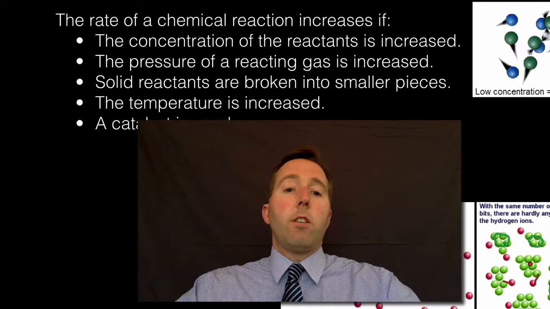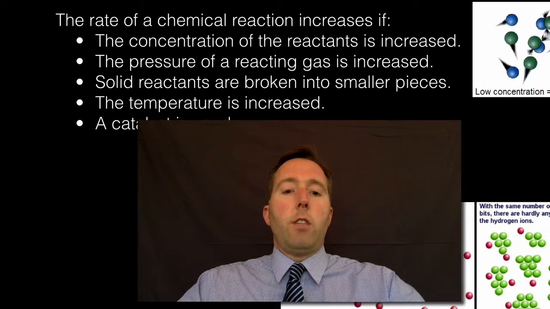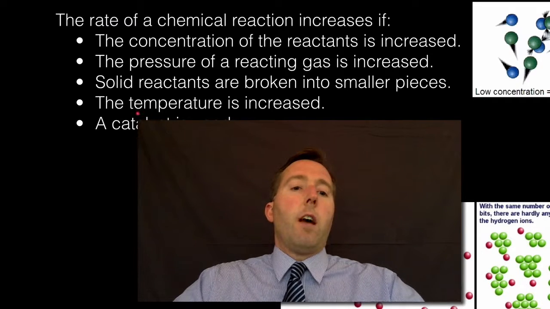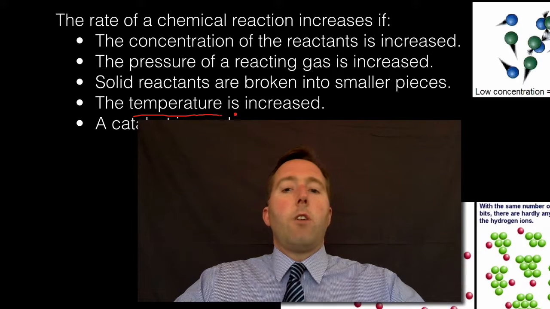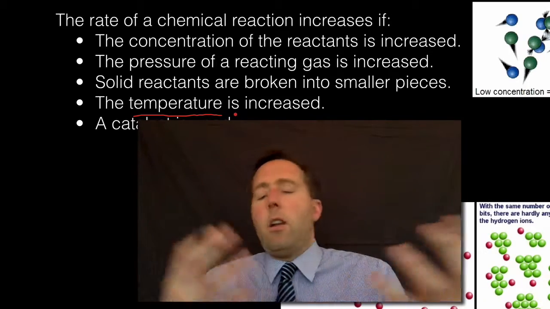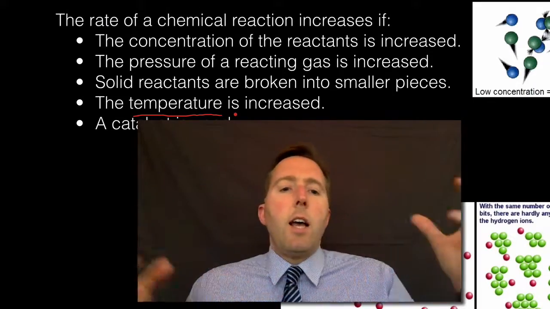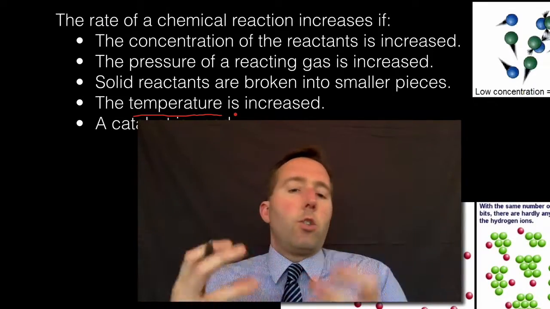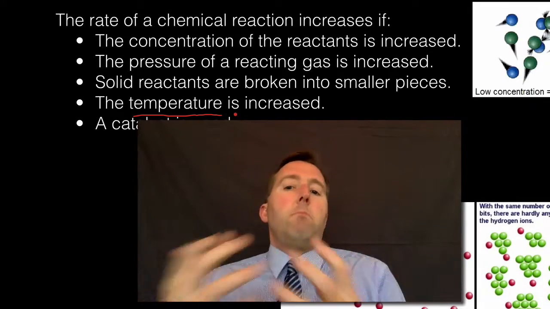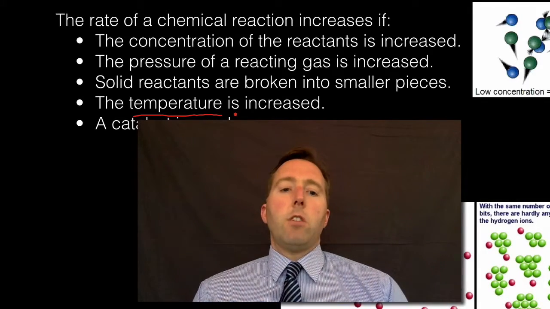Yet another way to increase the rate of reaction is to increase the temperature of the 2 reactants. So if I increase the temperature, the molecules will move around faster and they'll bump into each other faster and harder. And when that happens, they're more likely to join together or break apart. So the reaction is more likely to happen if the temperature is increased.